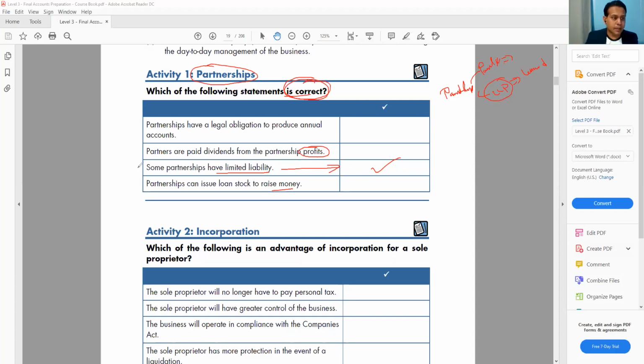If we talk about the limited company, then you are right, because a limited company pays the dividend from the profit, but not the partners.